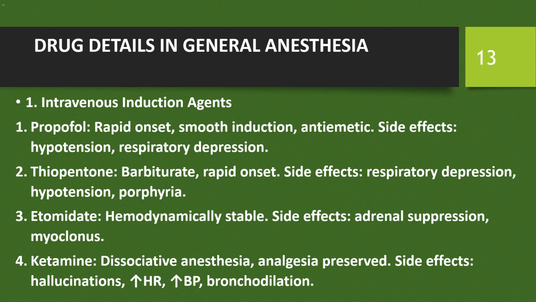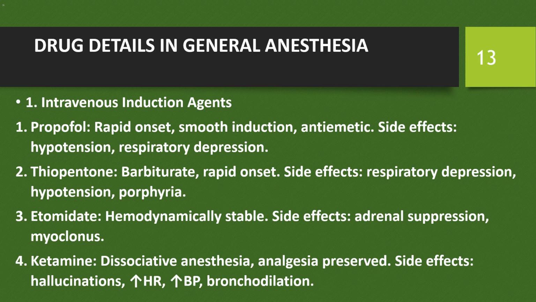2. Thiopentone, a barbiturate with rapid onset. Thiopentone is effective for induction. Side effects include respiratory depression, hypotension, and potential issues in patients with porphyria.